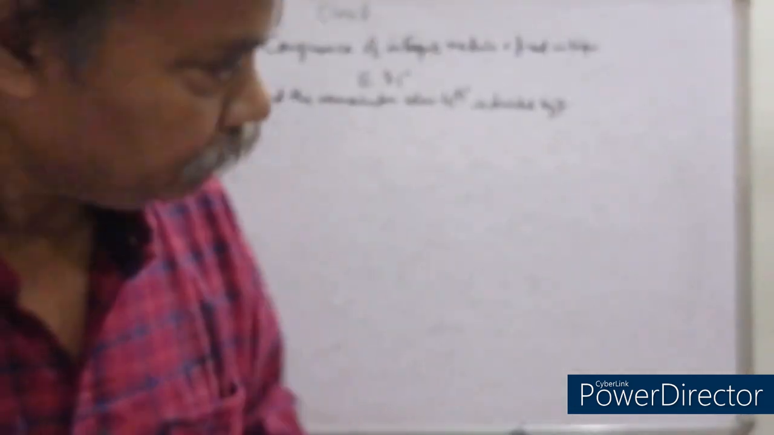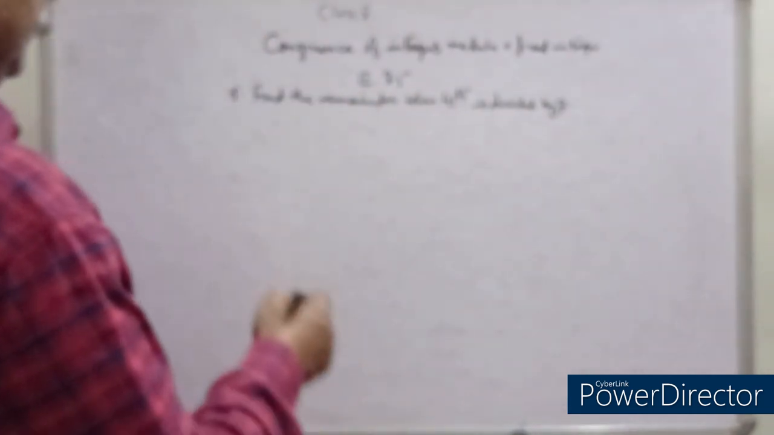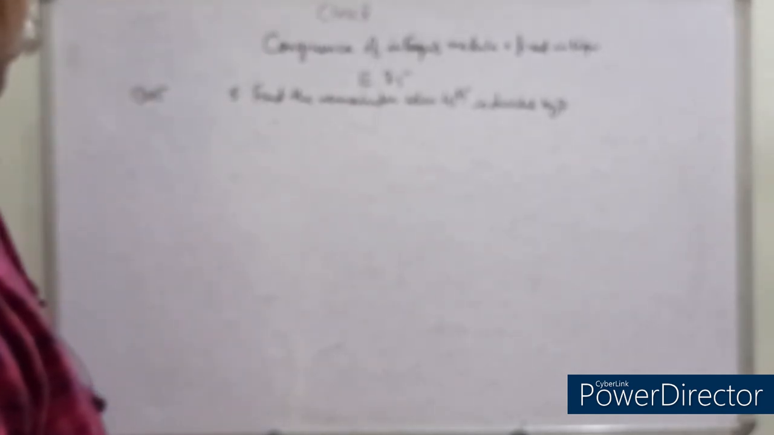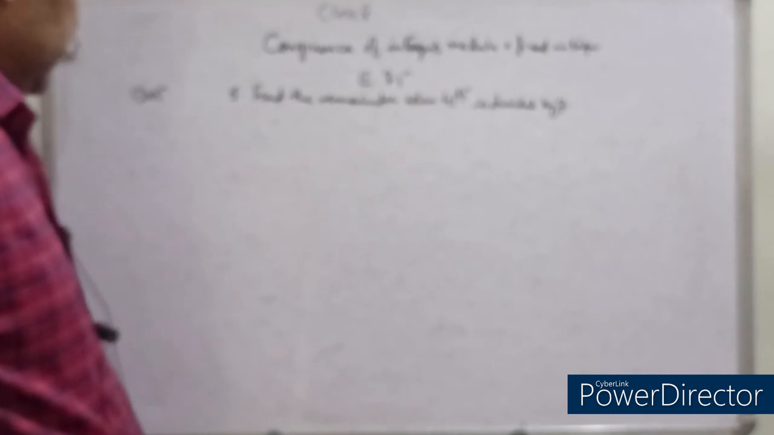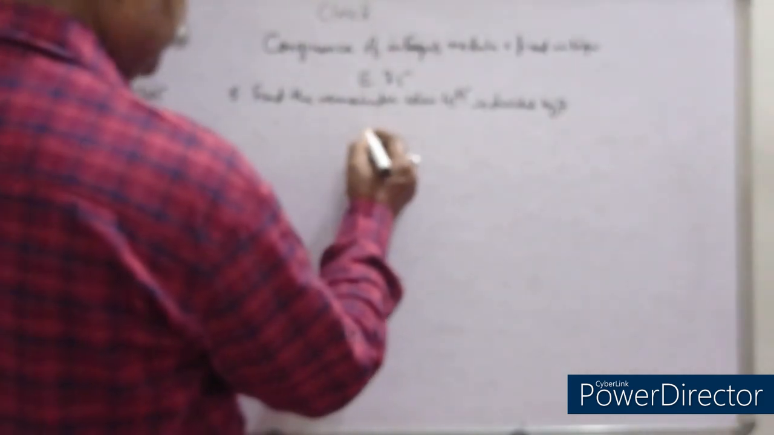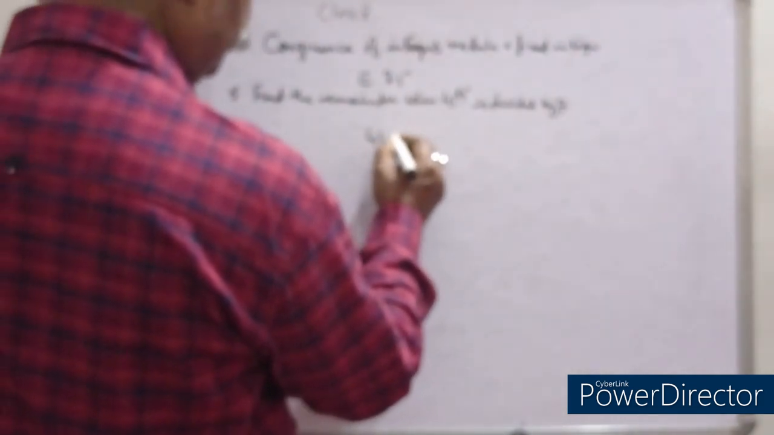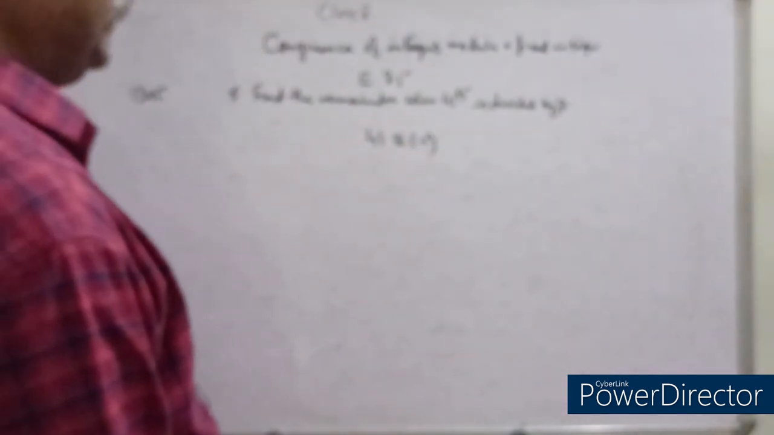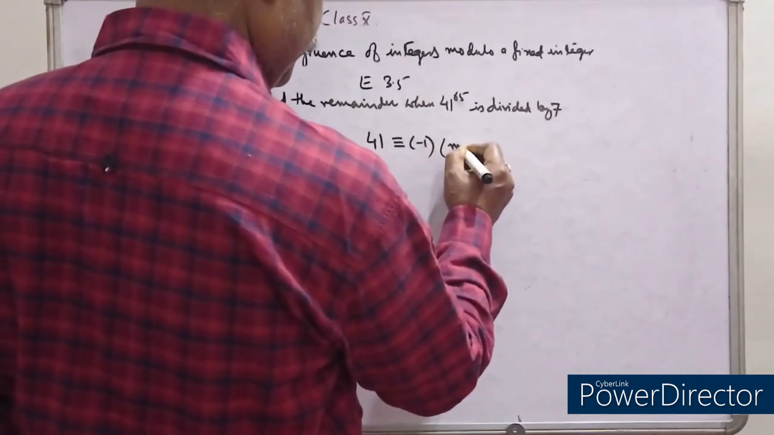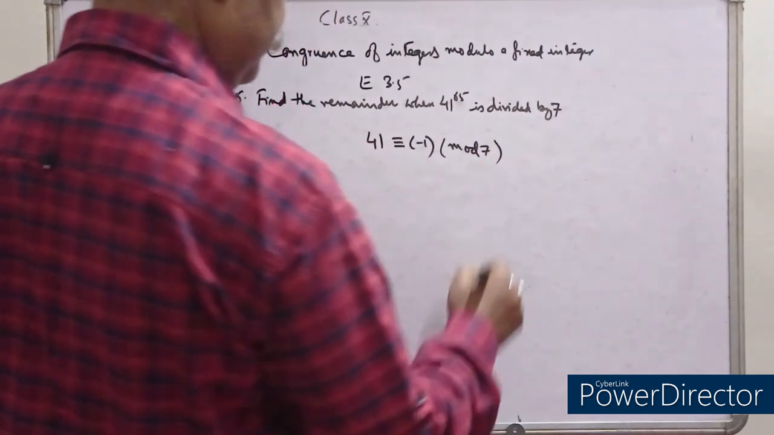Here, this number 65, if you factorize it, you get 13 and 5. 13 times 5 is 65. This is a little bit difficult, because we can't move down to the grassroots level. Here the only way is 41 congruent to minus 1. See, 41 minus, 1, that is 42, is divisible by 7, that is mod 7.